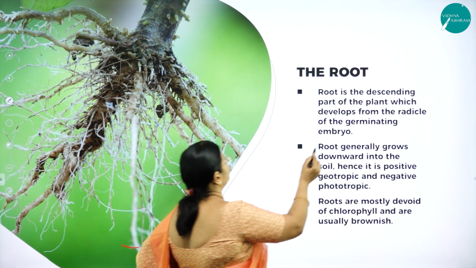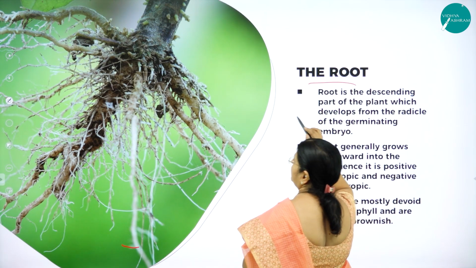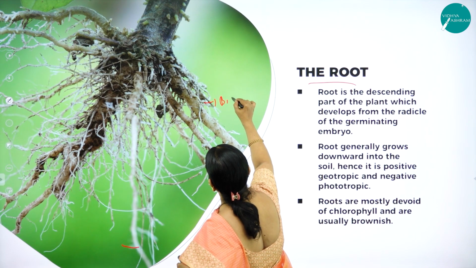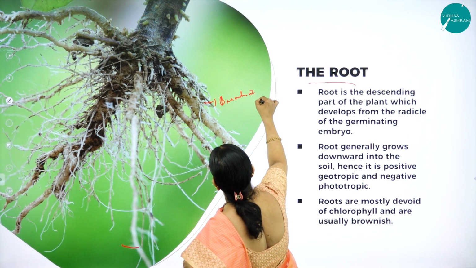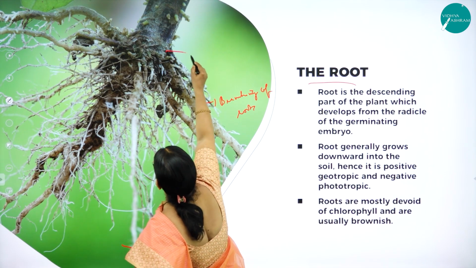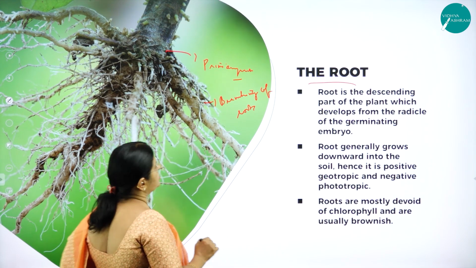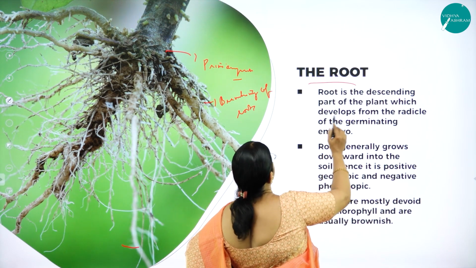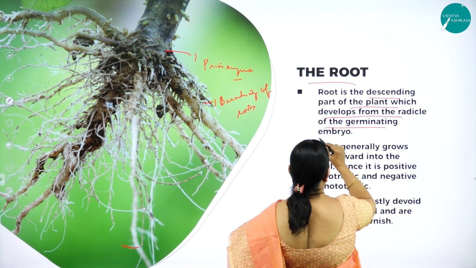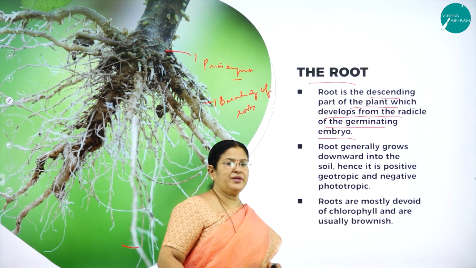Moving across the root, in particular, see here you can see the beautiful picture. See how you can see the branching of roots. So this is called the primary root. So what is root? Root is the descending part of the plant which develops from the radicle of the germinating embryo. What do you mean by descending?